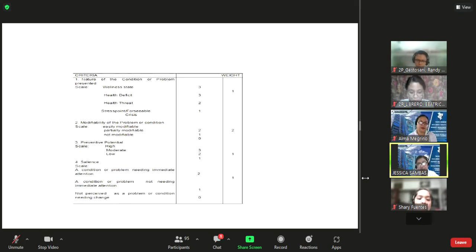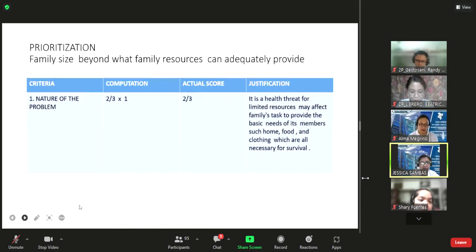Did you get it? Now, this is what it will look like, what the result will be. Gets? So for prioritization of problem, on top of your table, you're going to present it in a tabular manner. This is going to be the content. You write on top what the health problem is: family size beyond what family resources can adequately provide, as health threat. Now, you go over with the criteria.